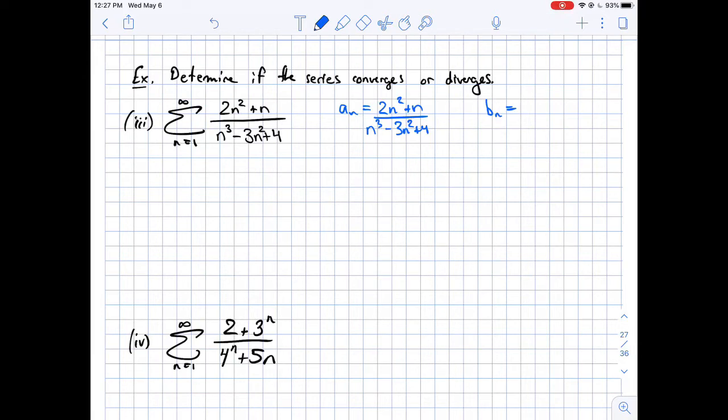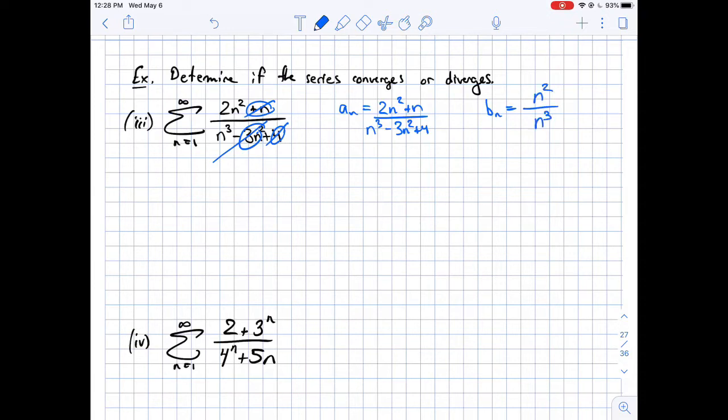So in the numerator, okay, we have this n term. We're going to ignore that as a lesser degree. And in the denominator, we know that here this n to the power of 3, that's the dominant term. So I'm going to ignore this 4, and I'm going to ignore also this negative 3n squared. So my choice for Bn is going to be n squared divided by n to the power of 3.